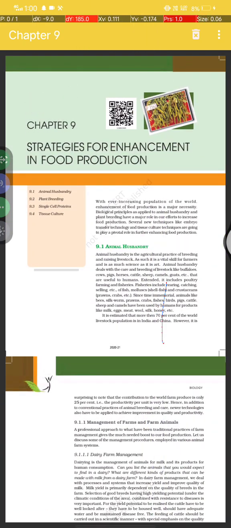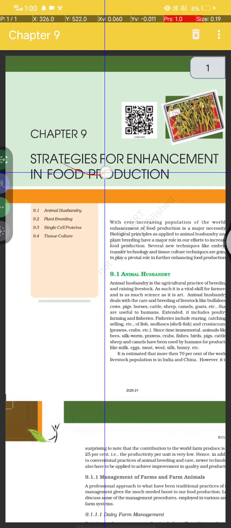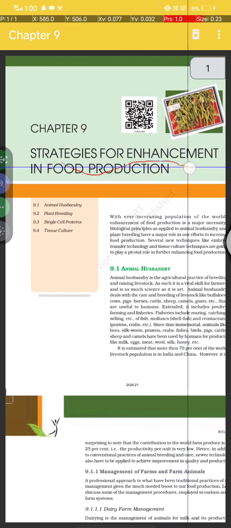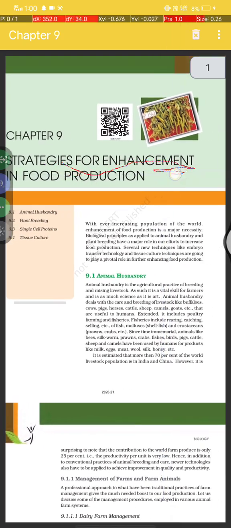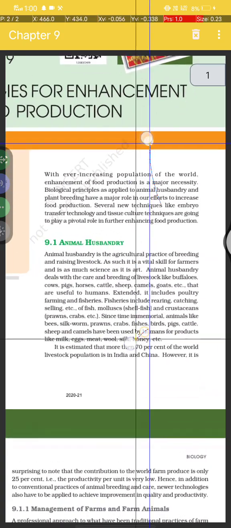Now, today we are going to start chapter number 9, and the name of the chapter is Strategies for Enhancement in Food Production. Okay, now let's start the chapter.